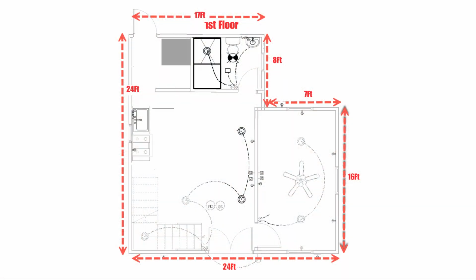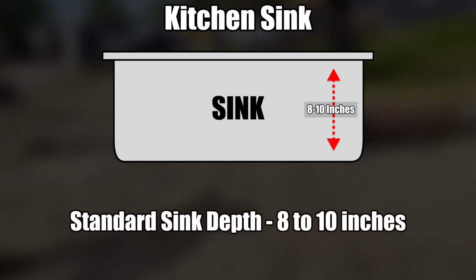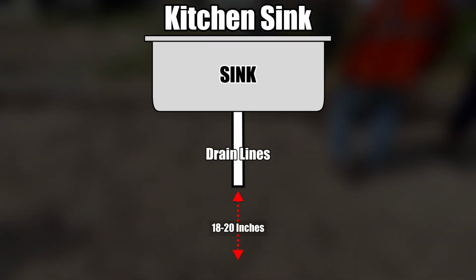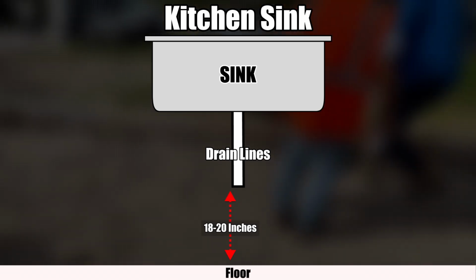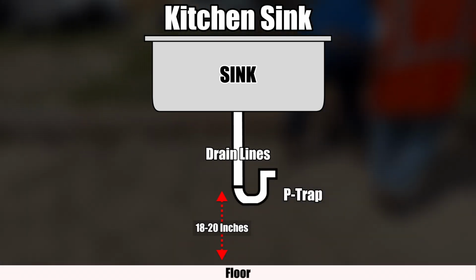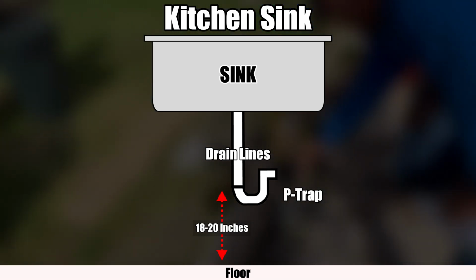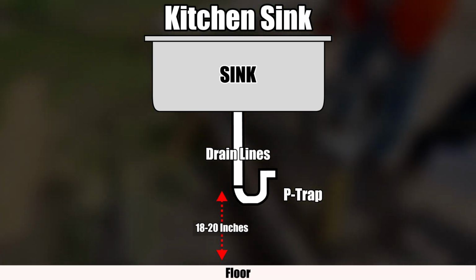Next, let's talk about kitchen sink placement. The standard sink depth is between 8 to 10 inches, and its drain lines are typically positioned at 18 to 20 inches from the floor. A P-trap is then installed to prevent sewer gases from entering the home. Proper positioning ensures an efficient water supply and drainage system.